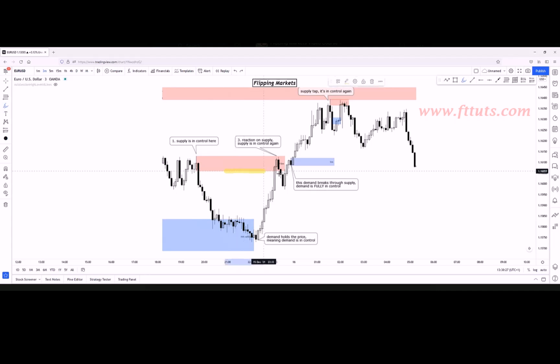So you will have room between this supply zone, which was the last supply zone before the demand tap, and this demand zone to trade long side opportunities. And as soon as price steps into this supply zone, you will want to see short side opportunities.